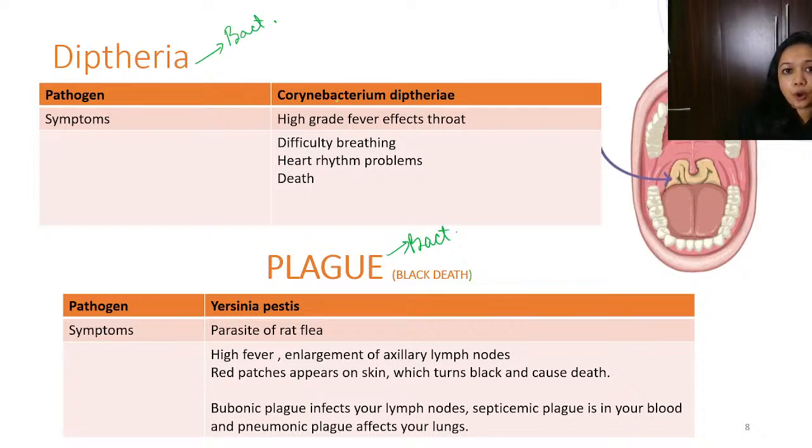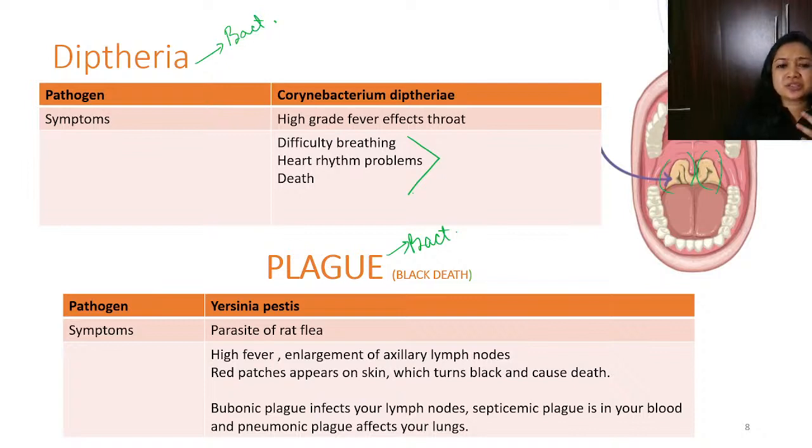The pathogen is Corynebacterium diphtheriae in the case of diphtheria. Easy, right? Because it already has the word diphtheria in it, so it will be easily recognizable. Symptoms are high-grade fever, affected throat, difficulty breathing, heart rhythm problems, and death. It's not necessary that you learn these symptoms, because they're not in your NCERT, but it's important for you to know what diphtheria is. There is bacterial growth in this part of the mouth, inside the mouth. This is an animated picture.